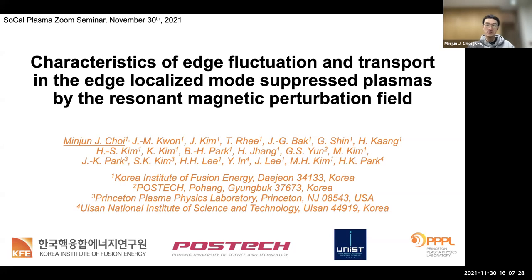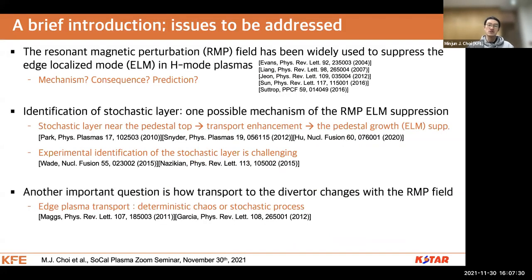So, this is a brief introduction, and I will explain issues to be addressed in this talk. As you may know, resonant magnetic perturbation fields have been widely used to suppress edge localized modes in H-mode plasmas. You can see a series of papers for successful ELM suppression or mitigation in these works. And there have been many researches to understand its mechanism, the consequences, and the prediction model.